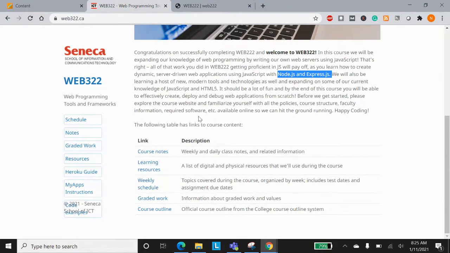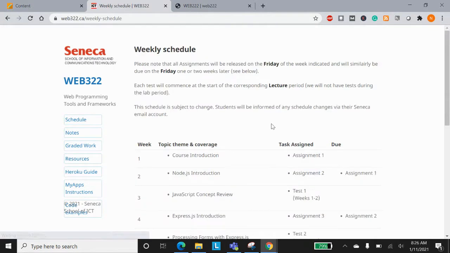Before we get started, please explore the course website. I hope you have explored it before, and now I'll start looking into it and we can discuss it.